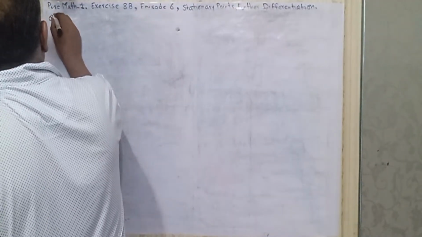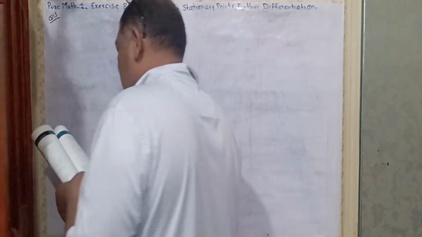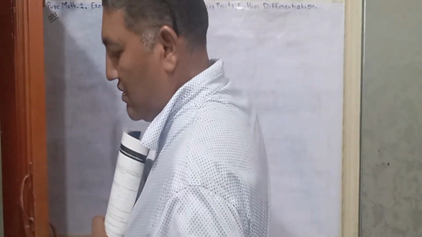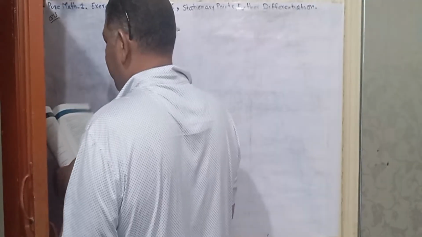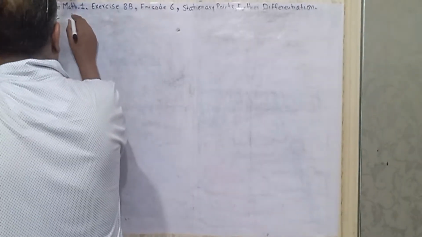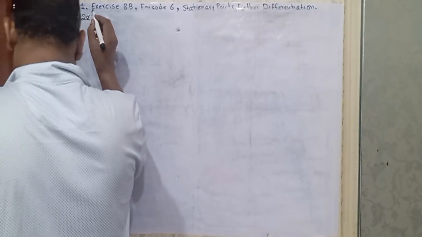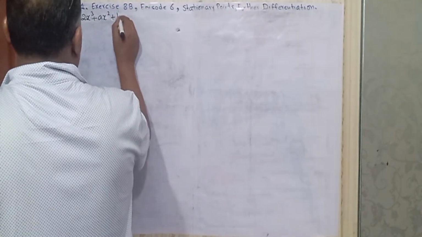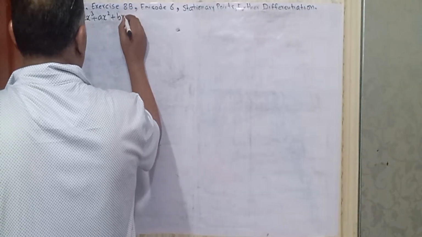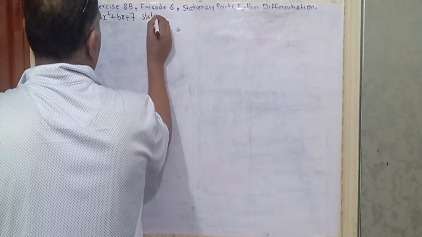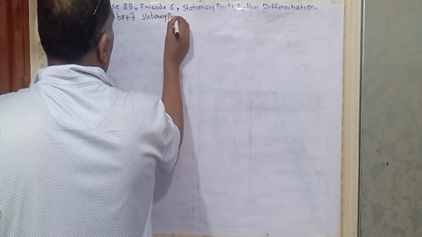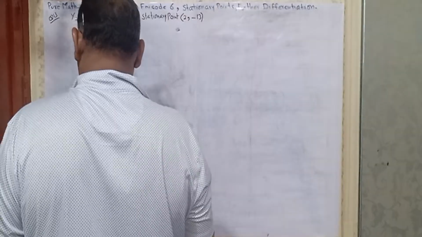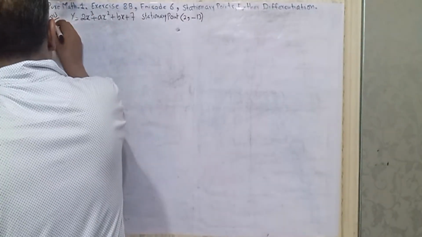Here we have question number 13. We have the curve y equals 2x cubed plus ax squared plus bx plus 7, and the stationary point is at (2, -13). Find the values of a and b. This is the part we are going to attempt.